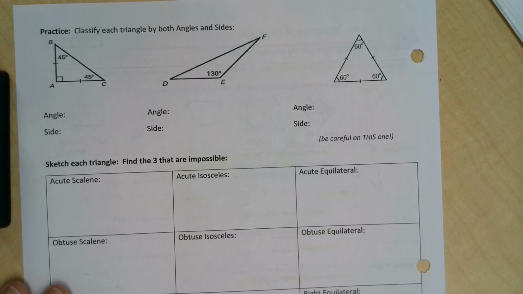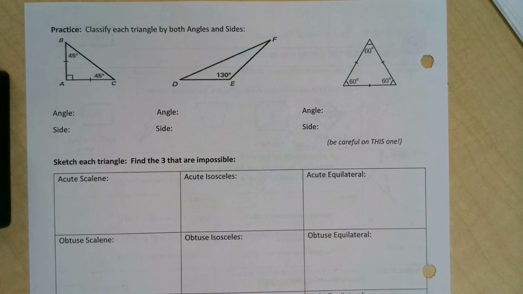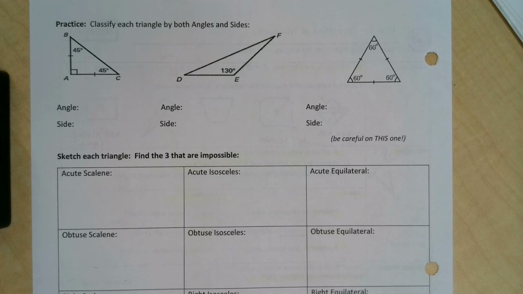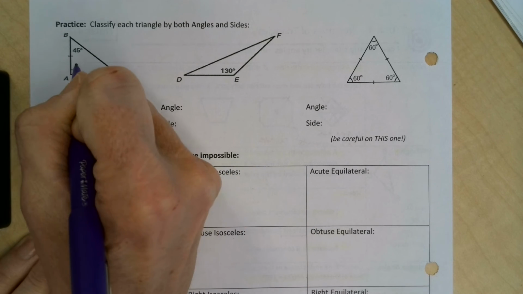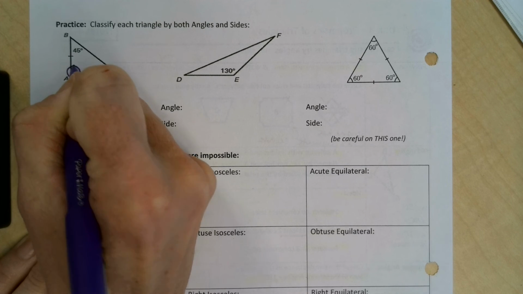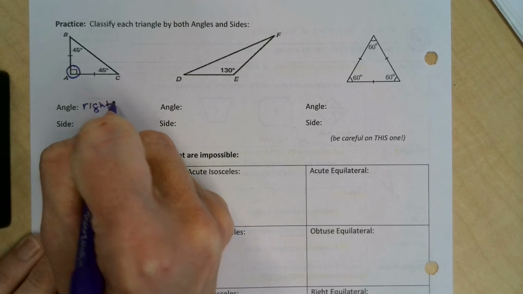Practice. Classify each of these triangles by angles and sides. Give them each 2 vocabulary words from the front. Are you mark, set, go. All right, let's talk about these. This first triangle, as soon as I see this, I know that by angle I have a right triangle.